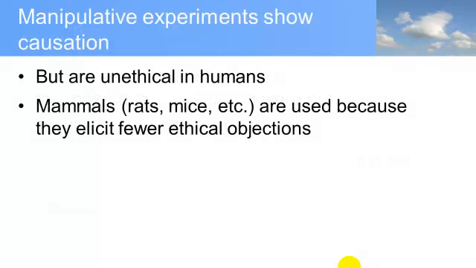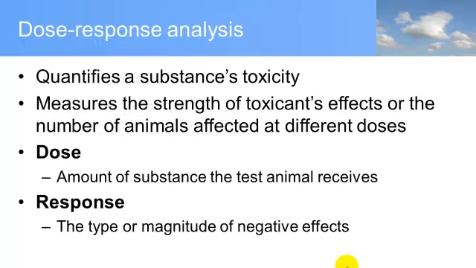The best way to show cause and effect is through manipulative experiments, where you actually expose a population to the chemical. But once again, you can't do that with people. You just can't do it. It's illegal and unethical. So instead, they'll do animal studies, often with rats and mice, who are small and easy to take care of. They have rapid metabolism, so you can cycle through lots of chemicals in a short period of time and see what their effects are.